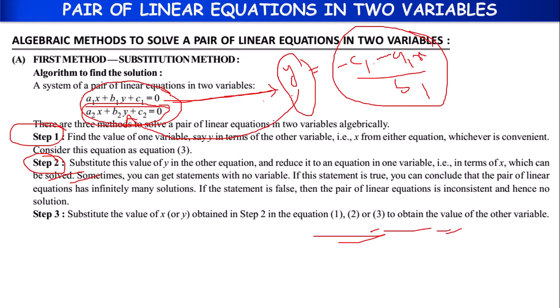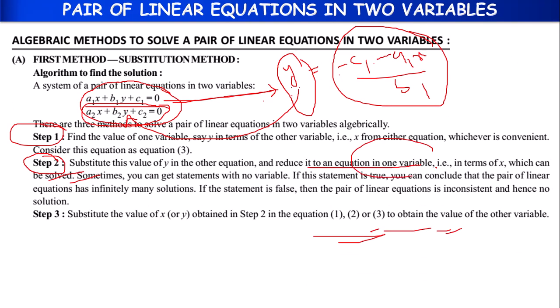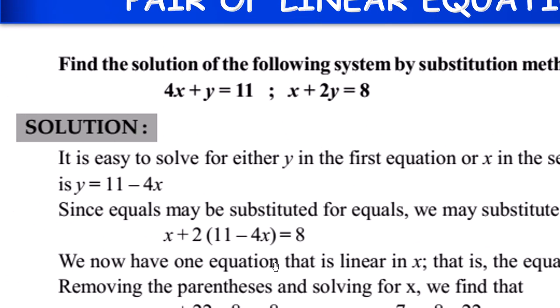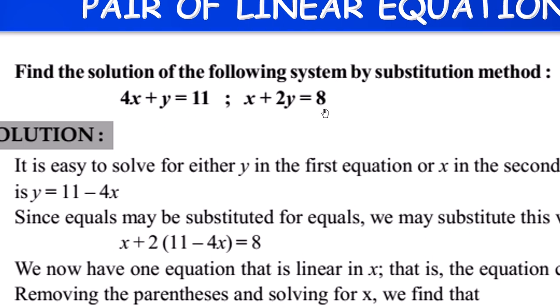So, from one equation, we will find the value of y, changing it in terms of x. Then that y value we will substitute in the second equation, and we will reduce it to an equation in one variable, in terms of x, which can be solved. Let's see the example, children. Find the solution of the following system by the substitution method: 4x plus y equal to 11, x plus 2y equal to 8.